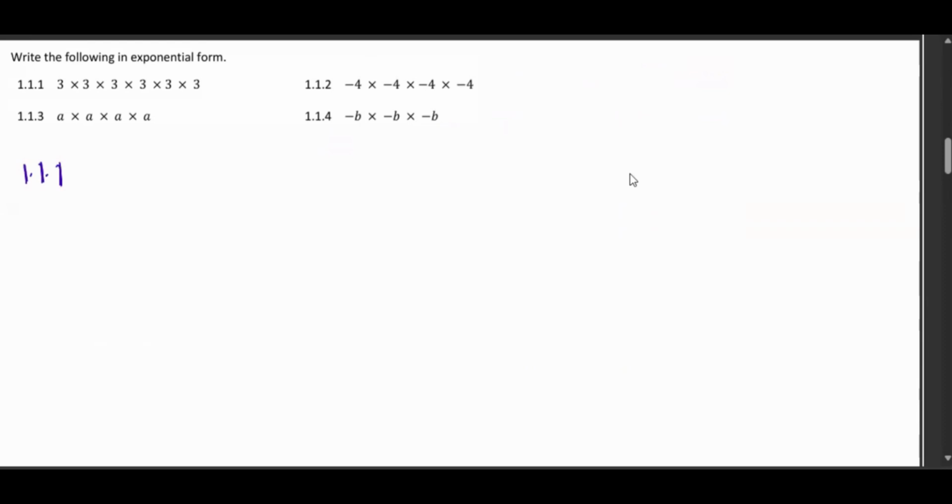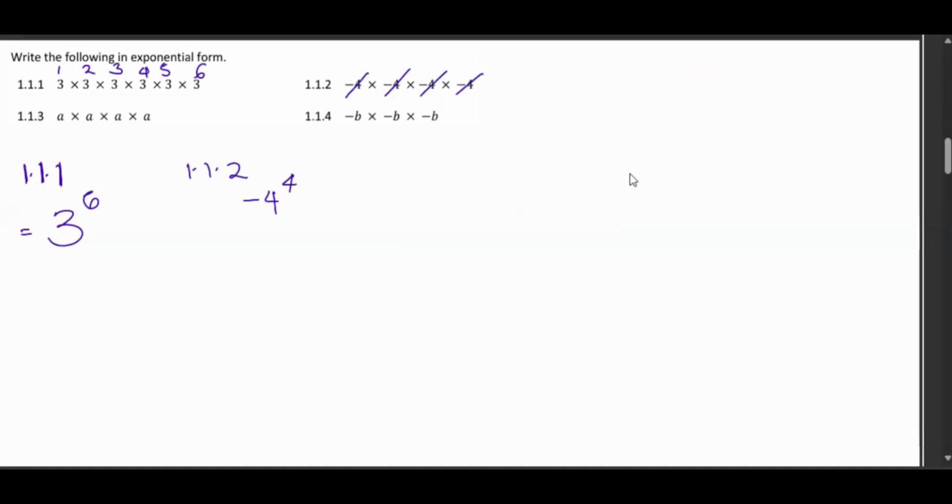We have 3 throughout, so the base is going to be 3. But how many times does it appear? We have 1, 2, 3, 4, 5, 6. So our answer here is supposed to be 3 to the power 6. This is the exponential form. Let's look at 1.1.2. What do we have? We have -4. But how many times does it appear? 1, 2, 3, 4. So -4 to the power 4.